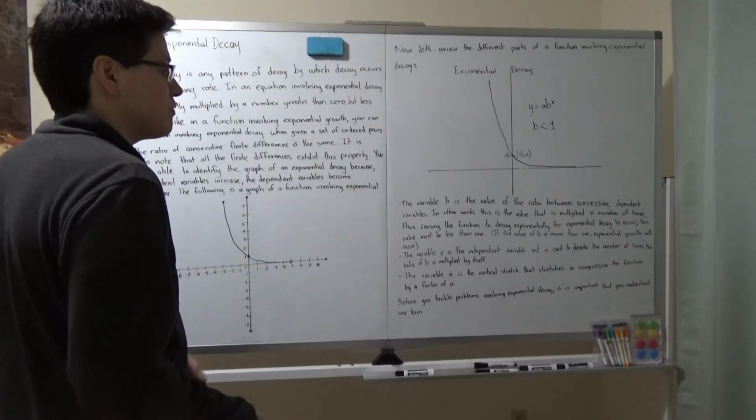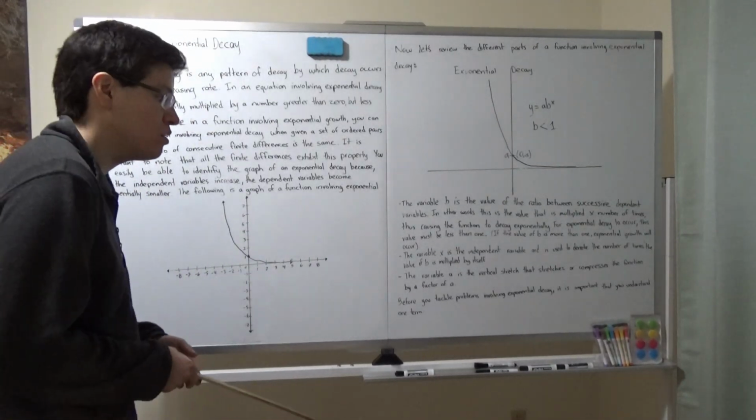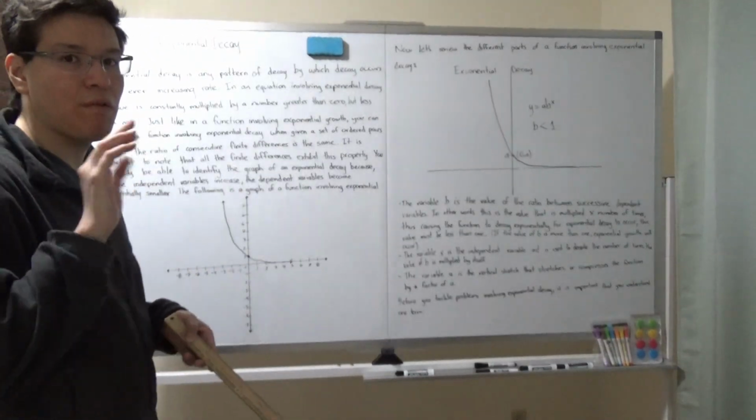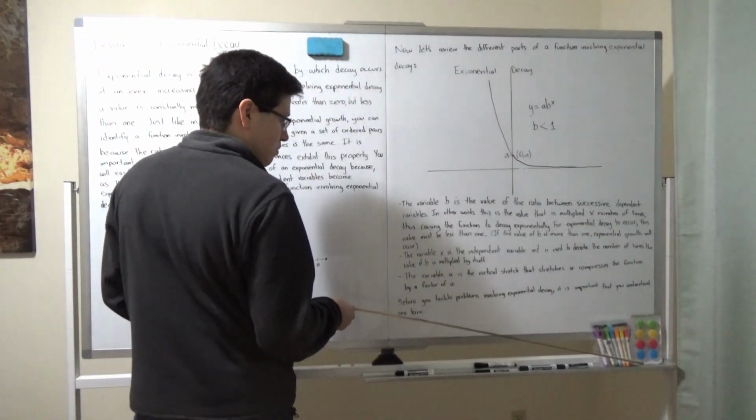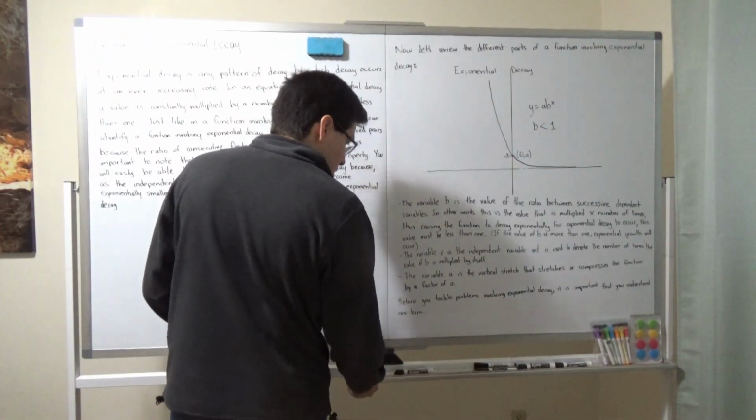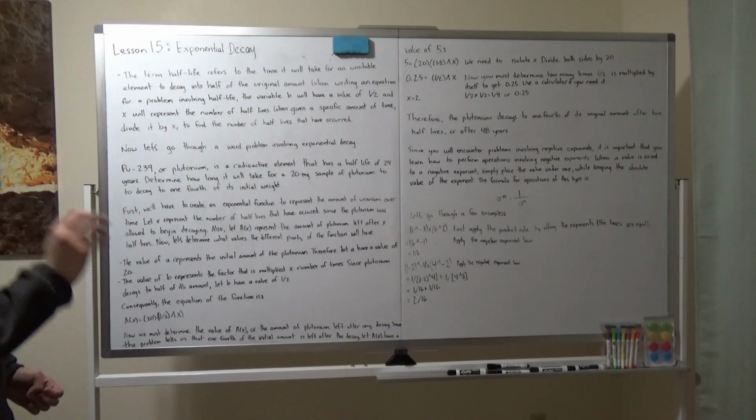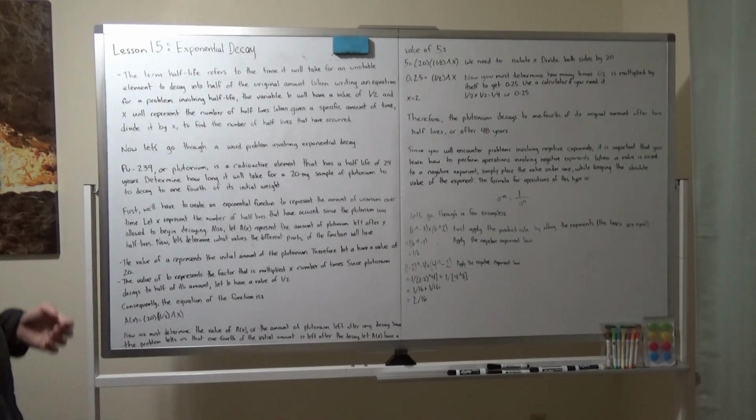Before we tackle any problems involving exponential decay, we're going to go over one term. The term half-life refers to the time it takes for an unstable element to decay to half of the original amount.